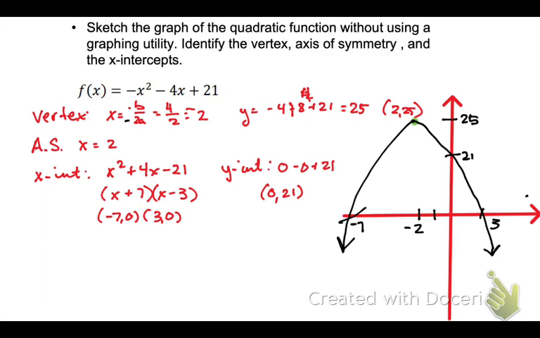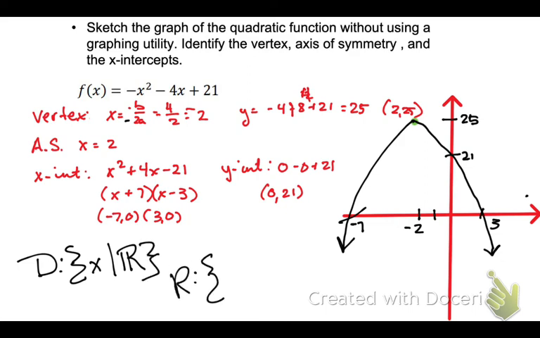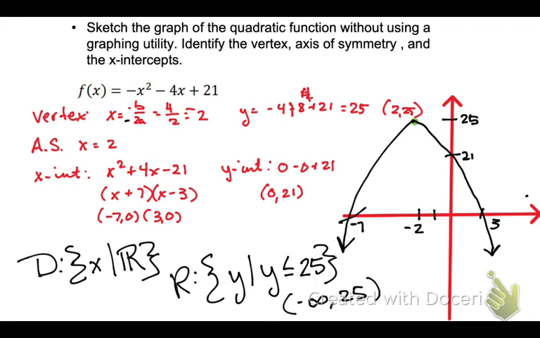Other questions? Can you do my math for me today? No. Domain? All real numbers. Range? Negative infinity is less than or equal to y, which is less than or equal to 25. And if you're writing in interval notation, you need to be putting negative infinity, comma 25. Smallest number always goes first. Always. Okay, we're going to stop notes from there today. We'll finish up tomorrow.